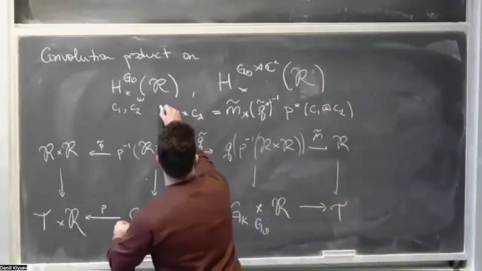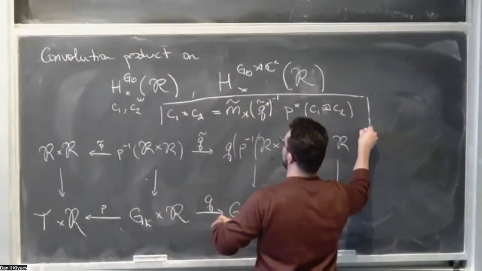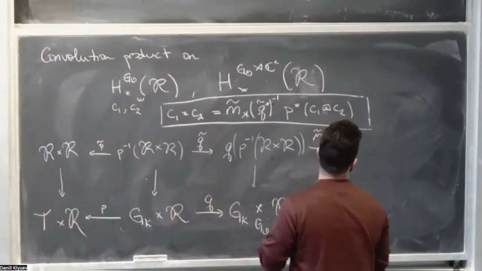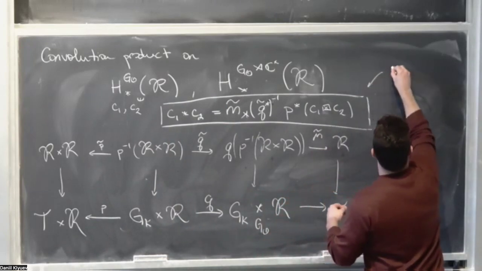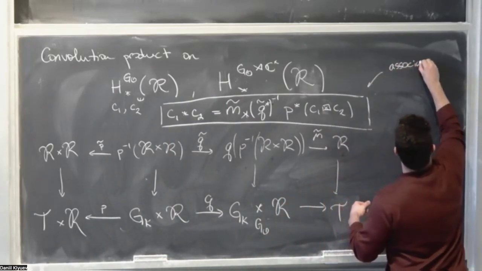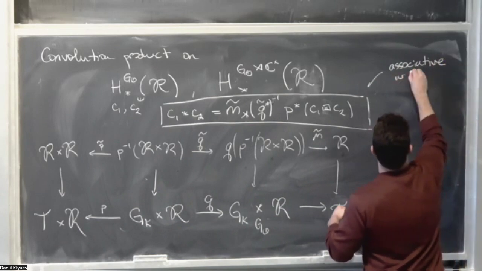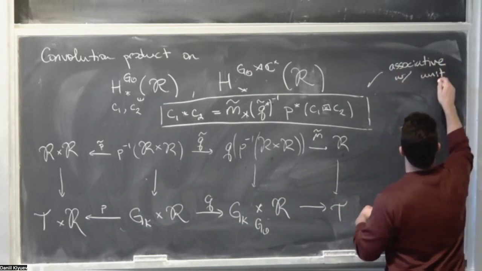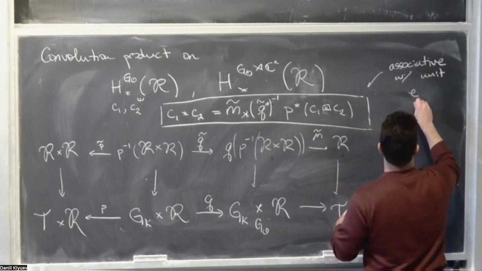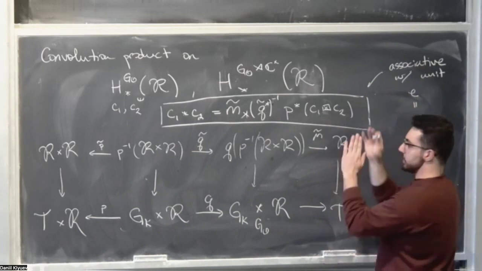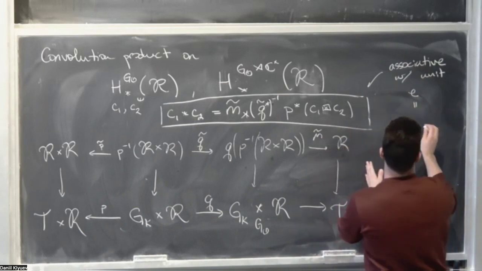Okay, yeah. Sorry, let's get crammed. Put it in a box. This is an associative product with units that I guess they call E, and that's the fiber above the base point of the affine Grassmannian.